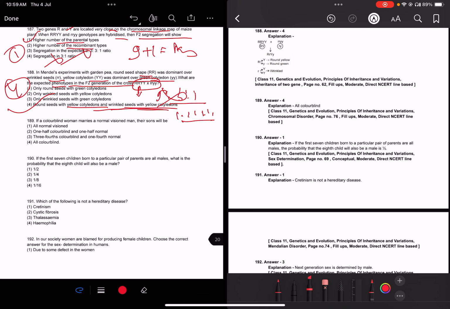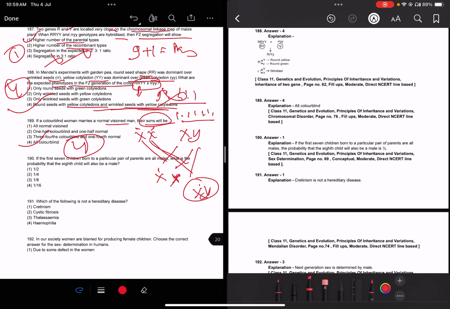If a colorblind woman marries a normal vision man, whatever the condition, it is only recessive, so all sons are colorblind. Only and only sons are colorblind. So the sons will be all colorblind only.